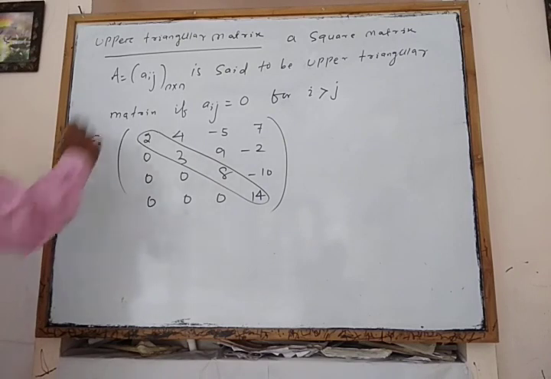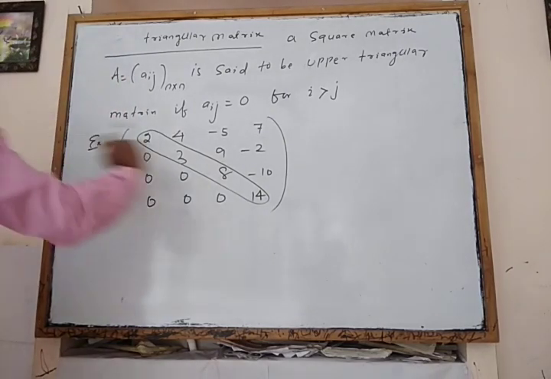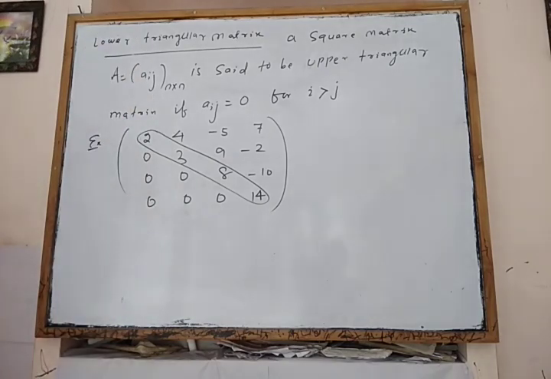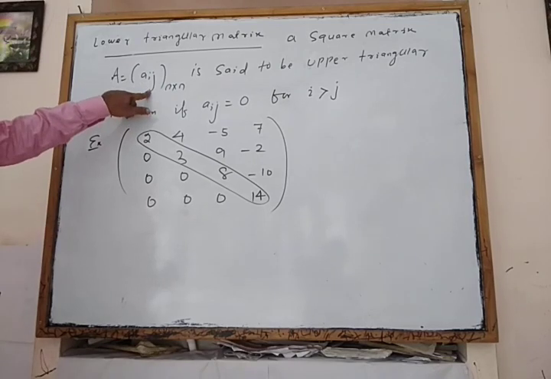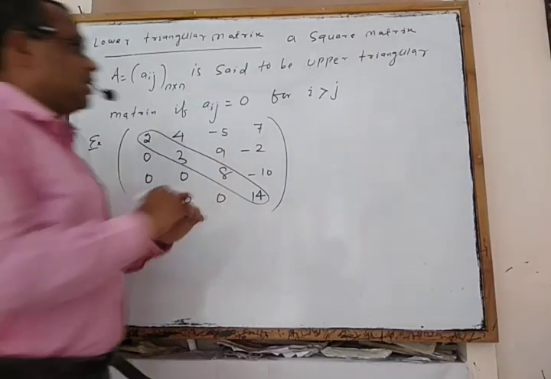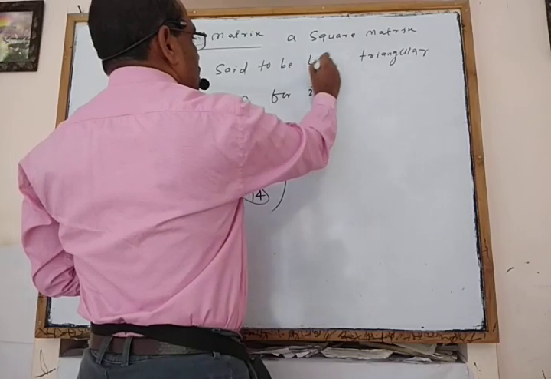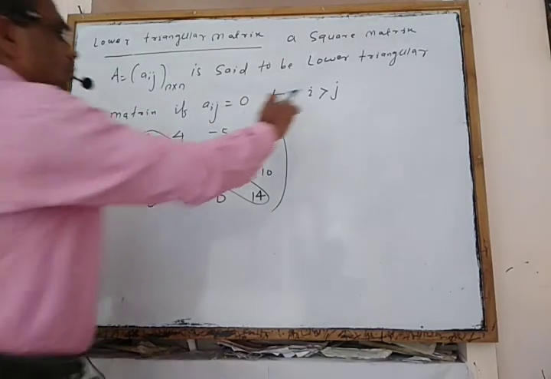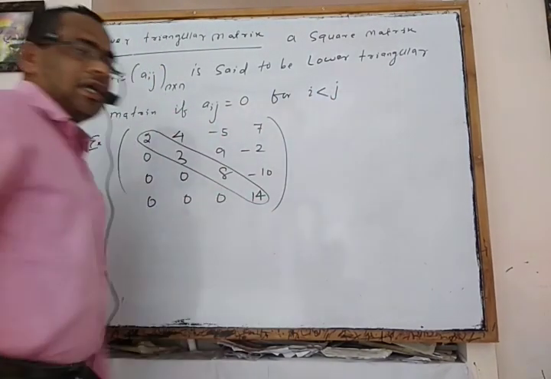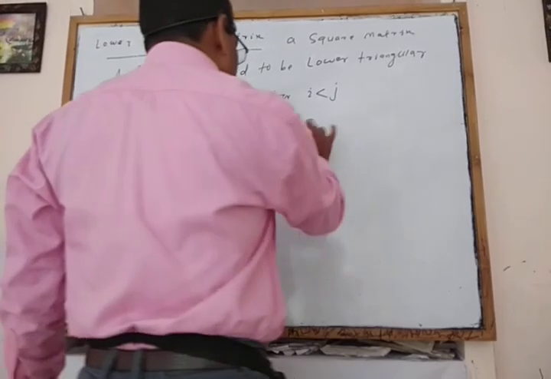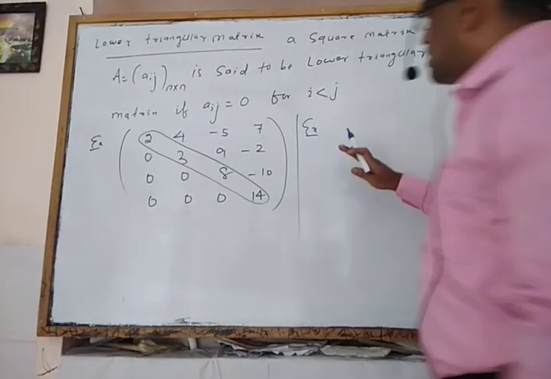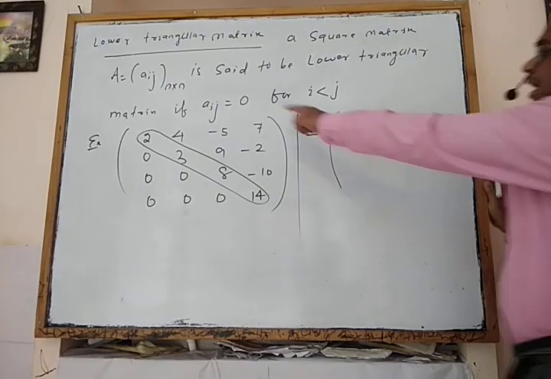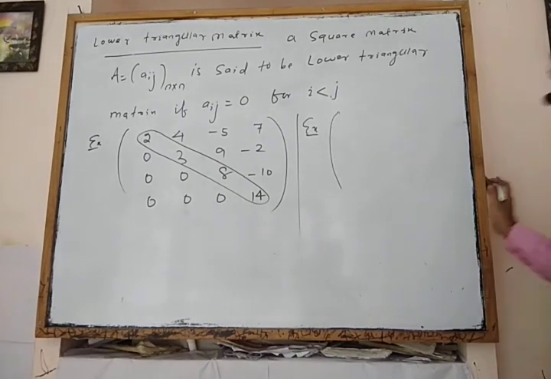Next, lower triangular matrix. What is a lower triangular matrix? A square matrix A = [aij] of order n cross n is said to be lower triangular if aij = 0 for i less than j. For example, the lower part will be numbers, the upper part will be 0. That means aij = 0 for i less than j.